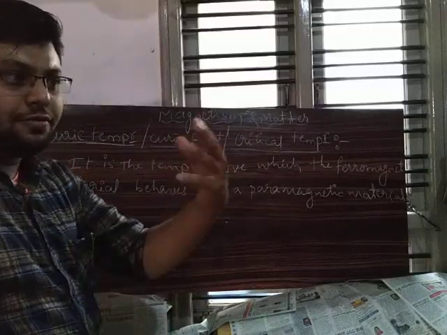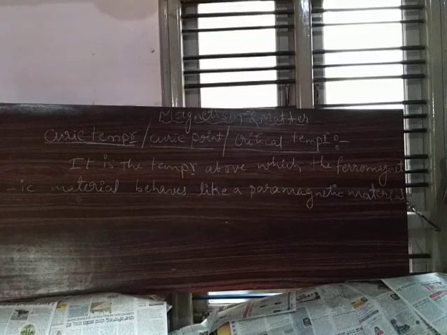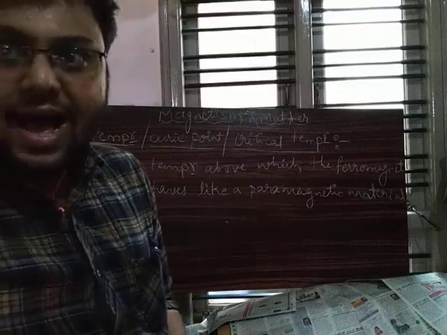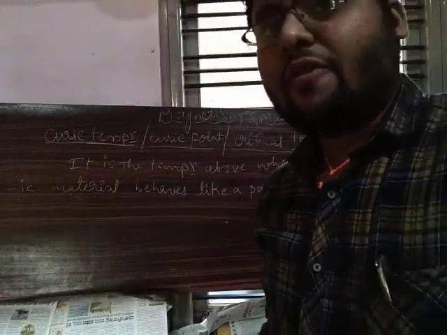So ferromagnetic material will behave like a paramagnetic material because the temperature is high. It has exceeded a limit. So that limit is called the Curie temperature or the Curie point, the critical temperature. Is it clear? So next we will discuss the Curie-Weiss law.